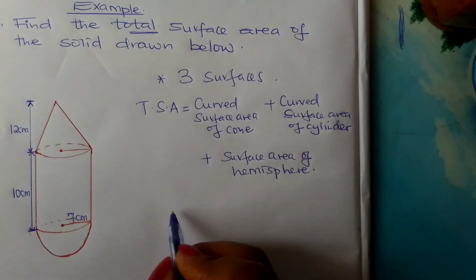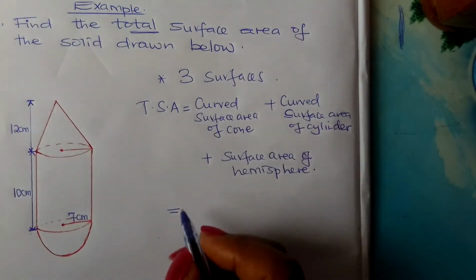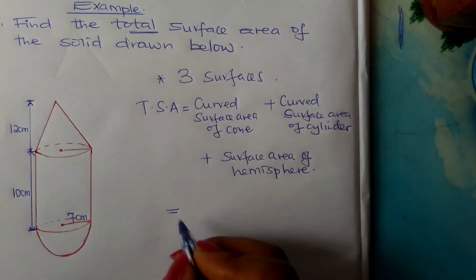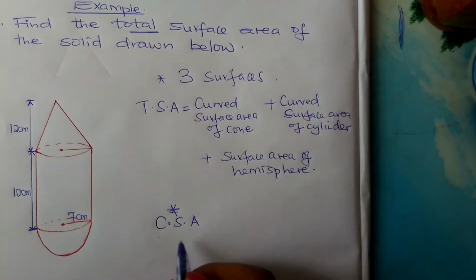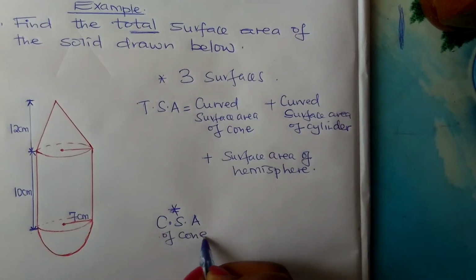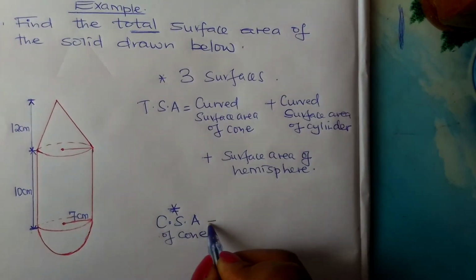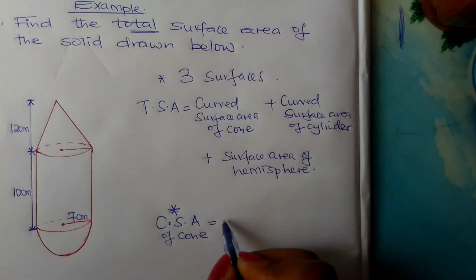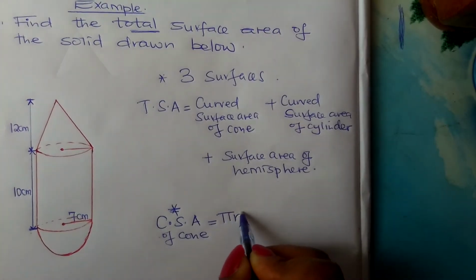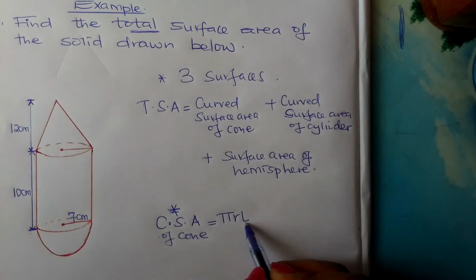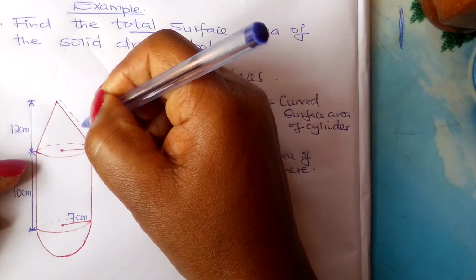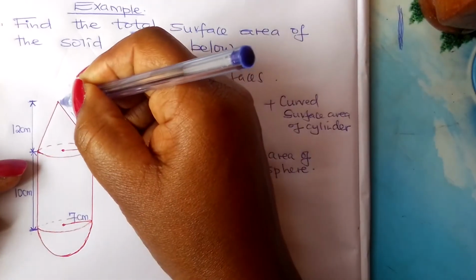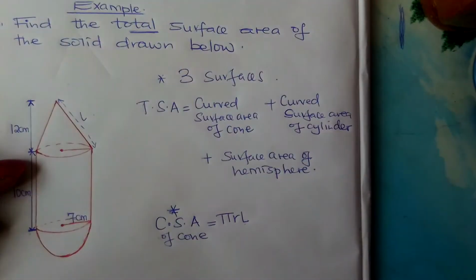So learner, how do we get the curved surface area of the cone? The curved surface area of a cone is got by what, learner? It is got by the formula pi r L, where L refers to the slant height. This slant height here, this is your L there. And we don't have it. We'll have to get it.